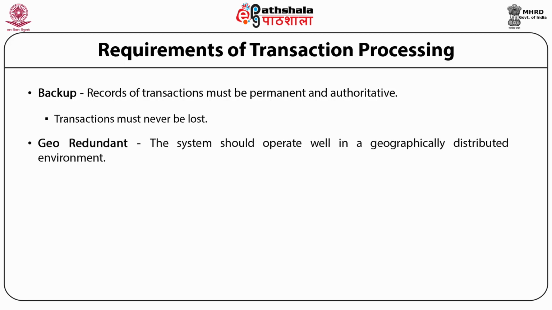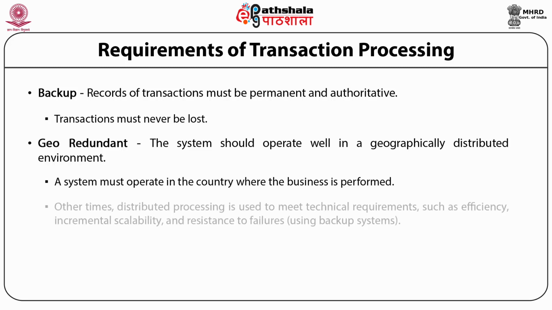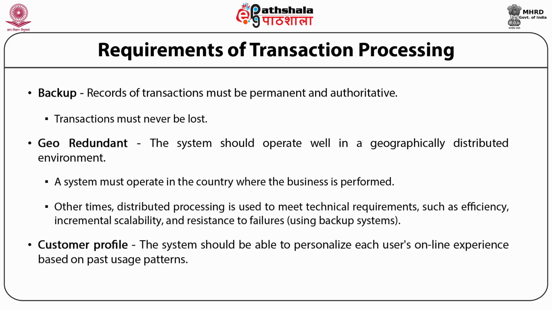Geo-redundant. The system should operate well in a geographically distributed environment. Often, this implies that the system itself is distributed, with machines at multiple locations. A system must operate in the country where business is performed. Other times, distributed processing is used to meet technical requirements such as efficiency, incremental scalability, and resistance to failure. The last is the customer profile. The system should be able to personalize each user's online experience based on past usage patterns. For a retail customer, it should identify relevant discounts and advertisements and offer products customized to that user.